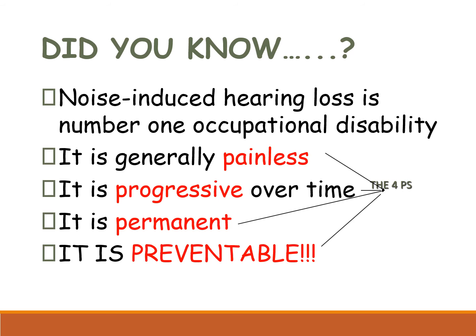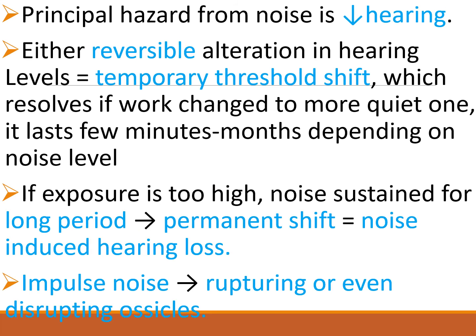Did you know noise-induced hearing loss is the number one occupational disability? Number one occupational disability. The 4 P's: painless, progressive, permanent, and preventable.